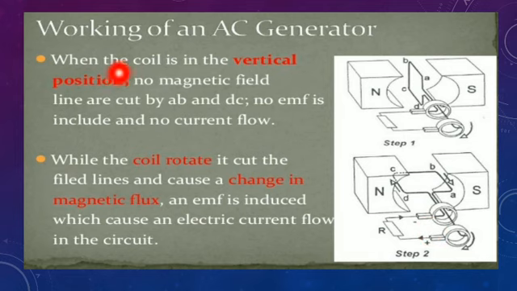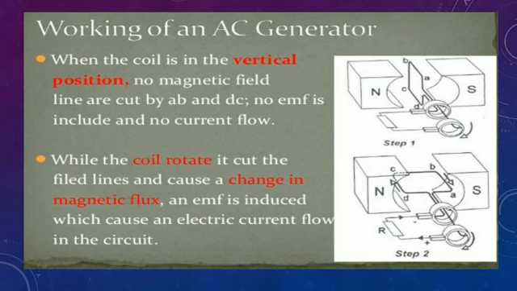See this, when the coil is in the vertical position, no magnetic field lines are cut by AB and DC, because magnetic lines cross from the north pole to the south pole. So if the coil is placed in the vertical position, no magnetic field lines are cut, so no EMF. When the coil is perpendicular to the magnetic field, there is no EMF, which means no current flows.